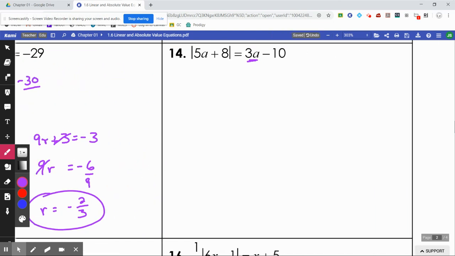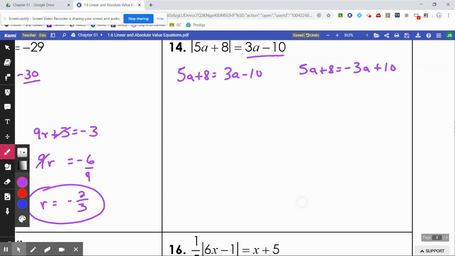Now again, starting with 14, I'm going to have to check for extraneous values. Anytime you have variables on the outside, some of your answers might not actually work, even though it looks like they're going to. So this is isolated, so let's split it. 5a plus 8 is equal to 3a minus 10. 5a plus 8 is equal to, now when you take the negative of this, make sure you negative both, negative 3a and a positive 10.